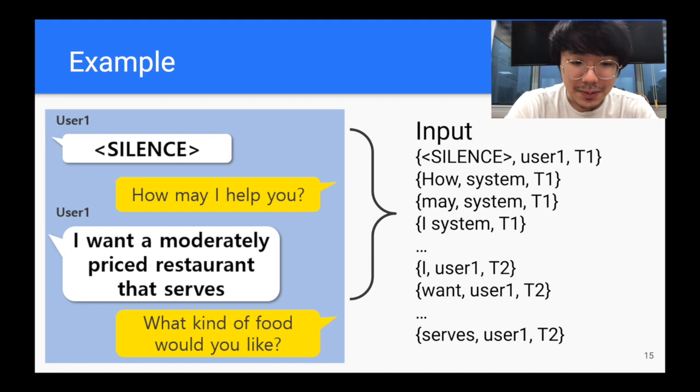The statement is split into words. In this case, there's only one word. For each word, a triple is generated, with the information being the word, the speaker, and the turn. The triple is encoded through the encoder, and the result is inputted into the decoder. The decoder then generates "How may I help you?" end of sentence, which is the correct response to this scenario.